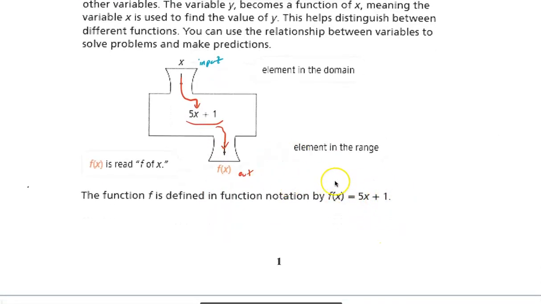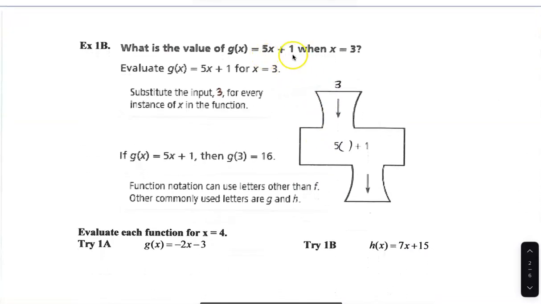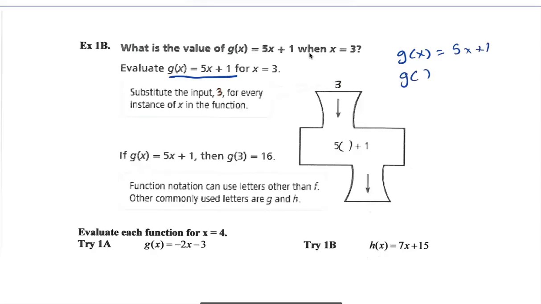So actually, let's do a problem with it. We have our function 5x plus 1, and we want to find the value when x equals 3. So all that means is, for a function right here, I always think about it like this, right? G of x is equal to 5x plus 1. All this is really saying is g of something is equal to 5 times something plus 1, right? People get caught up in the fact that it's an x. X is just a placeholder. In this case, x is going to be replaced by 3. We're going to plug 3 into there.